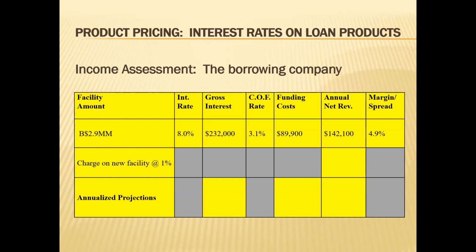Okay, to work out a chart like this, you would have to have at least two of these items, either the interest rate and the cost of funds, or the interest rate and the margin or spread. So if you were given 8% as your interest rate and your margin or spread at 4.9%, you would then subtract 4.9 from 8%, and that'll give you your cost of funds rate of 3.1%. So it's a mathematical formula.